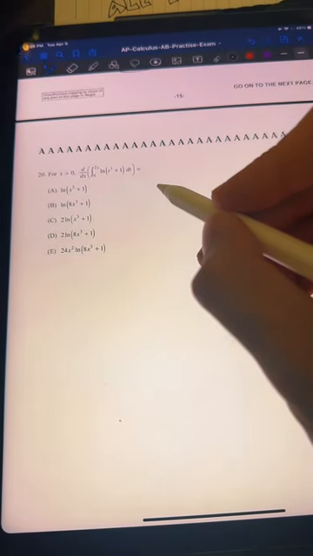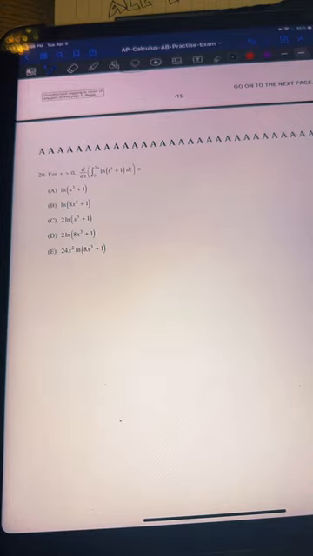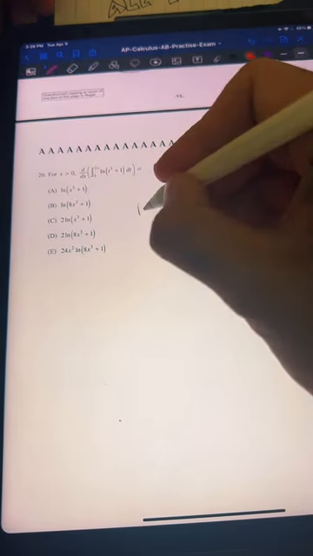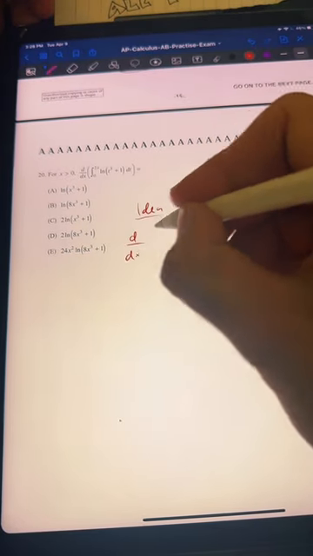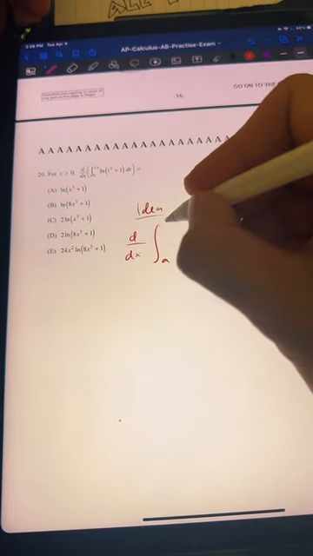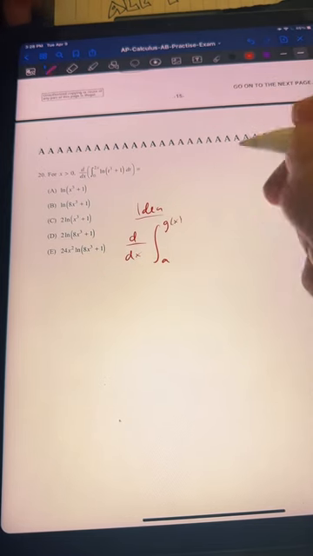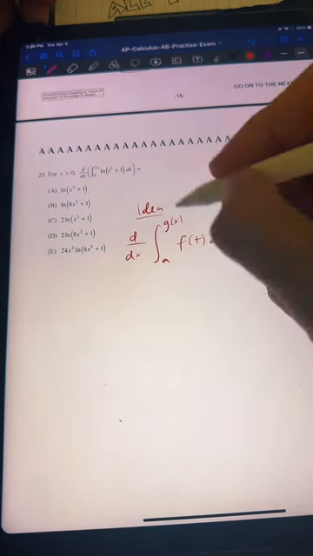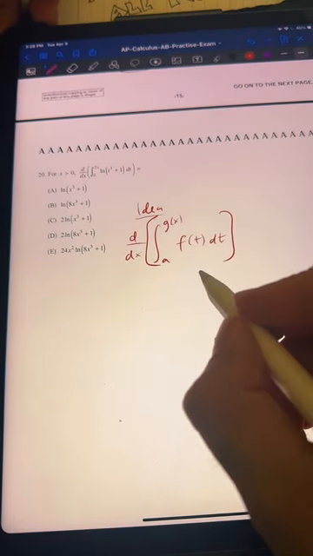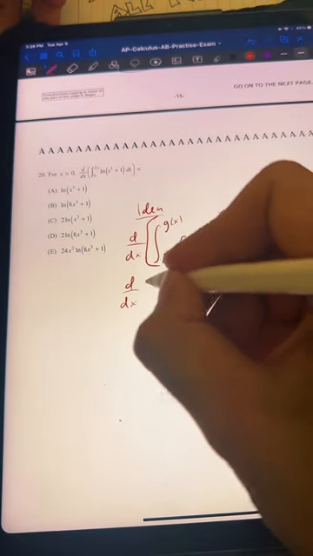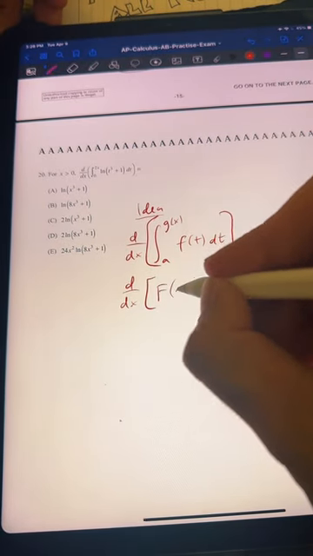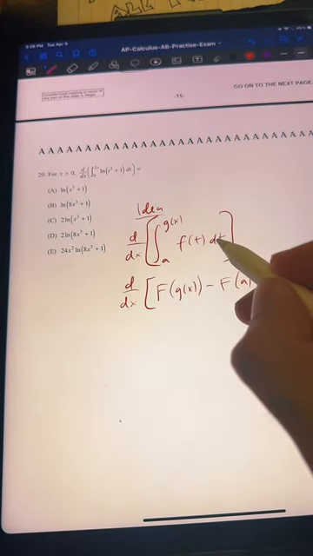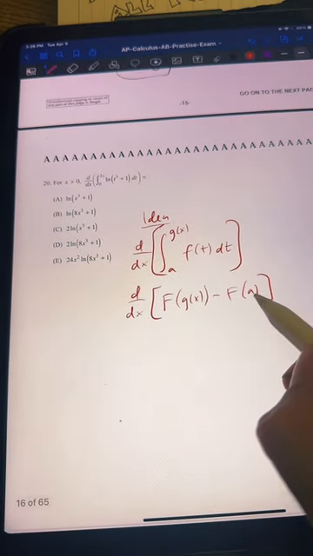So what I'm going to do is show you how we find, or how we use, the second fundamental theorem of calculus. The idea is that if we were to take the derivative of some function from a to, let's just do some random function g of x, we don't know what this is, and then we have f of t dt. First we're just going to worry about the integral. According to the first fundamental theorem of calculus, this is equal to capital F of g of x minus capital F of a, where F is the antiderivative, g of x was just plugged in, and a was just the constant.